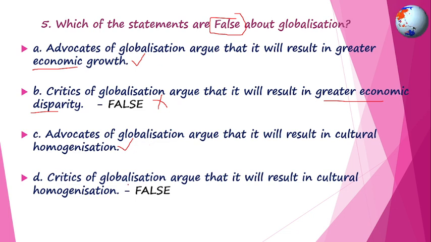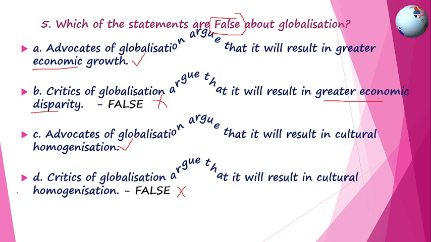Now next, the critics of globalization argued that it results in cultural homogeneity. Cultural homogeneity means this is a false statement, because how can I say that? It is argued with all the aspects of life, either cultural, economic, or socio-economic, all these things are there. So this is a false statement. As per the question, B and D is the correct answer.